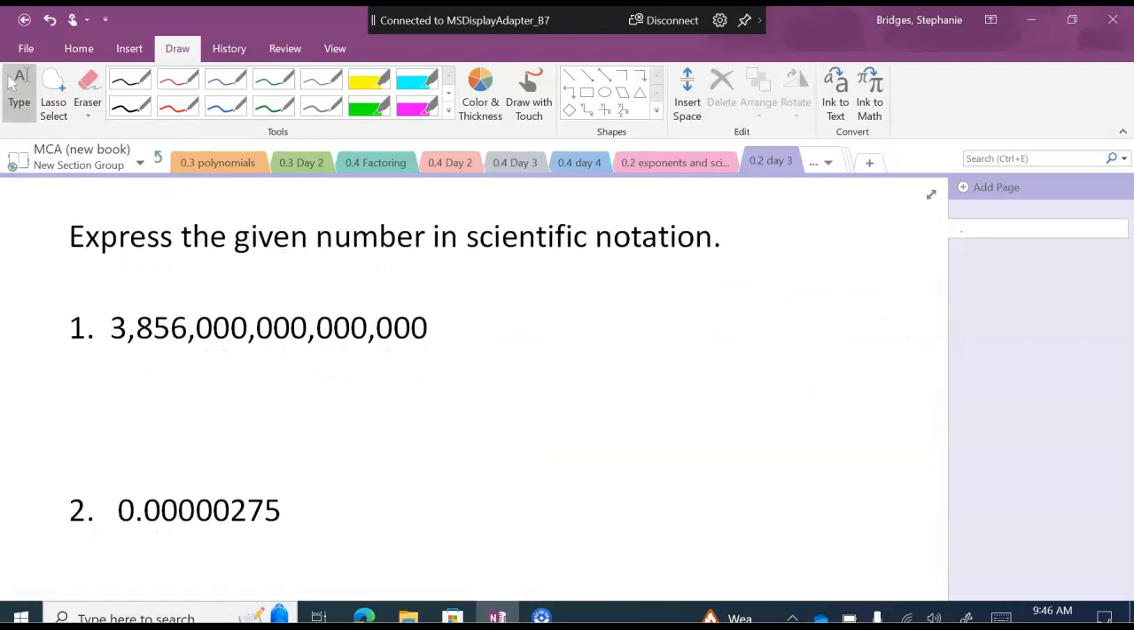So we're going to take this large number and we are going to write it in scientific notation. So I want you to copy it down first. It's 3856, and then you've got 12 zeros behind it. So it's hundred thousands, millions, billions, trillions, whatever comes after that, right? Okay, so you have 3856, and then 12 zeros.